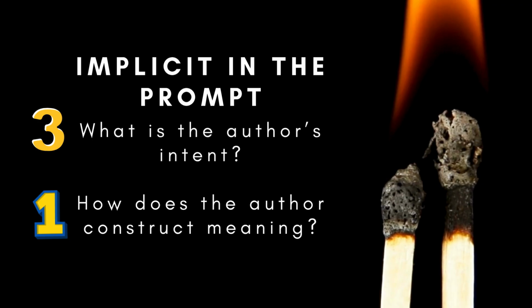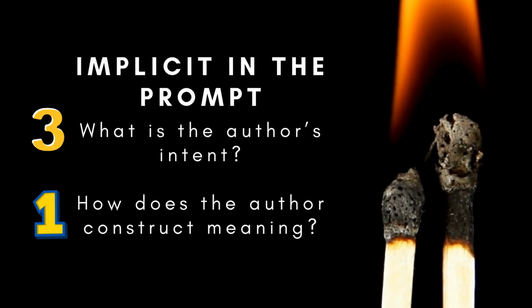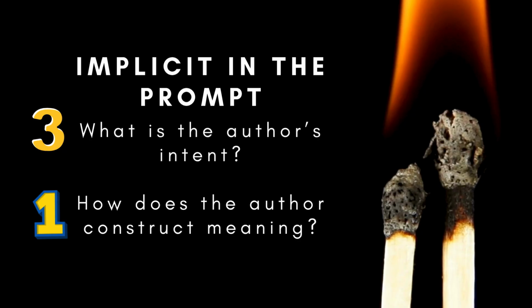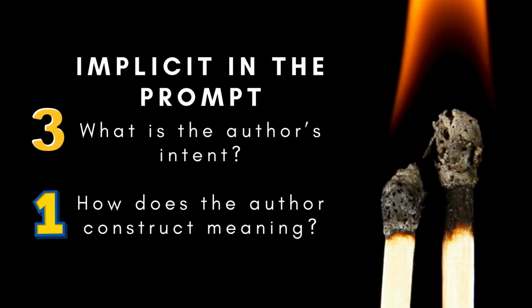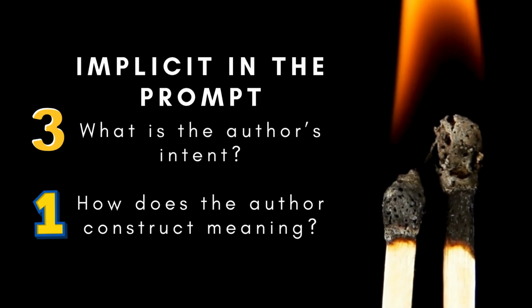Implicit in the language of FRQ1, and I'll make a video for FRQ2, and we'll just hit rinse and repeat on this, are two questions. The first is, what is the author's intent? And the second is, how does the author construct meaning? And what my students do is this, and I indicated it here with the number system. They riff on what the author's intent is for 3 sentences. Those are the opening 3 sentences of the piece. And then they riff 1 sentence on construction of meaning. So it's a 3 plus 1.